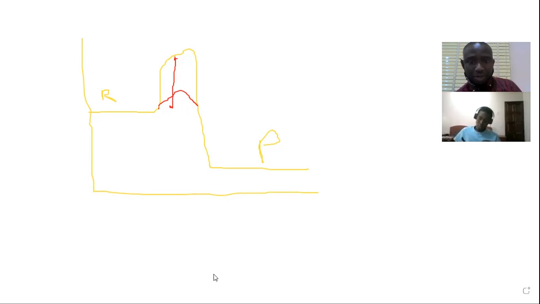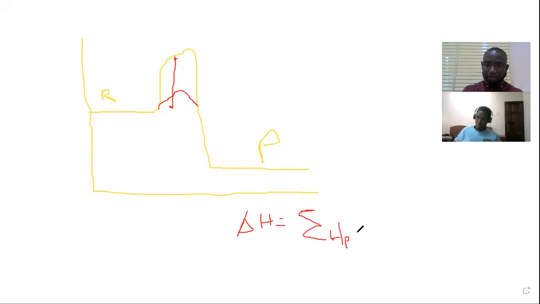All right. So that means we have delta H is equal to the sum of the heat of products minus the sum of the heat of reactants. What we are trying to say is delta H is equal to the sum of the heat of products minus the sum of the heat of reactants.